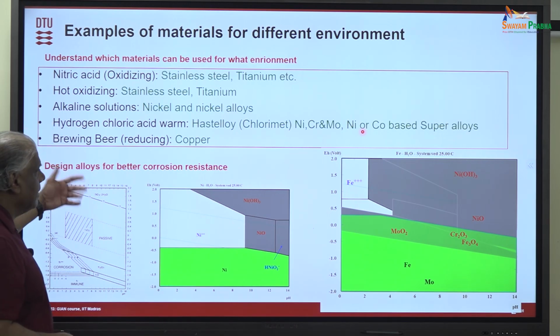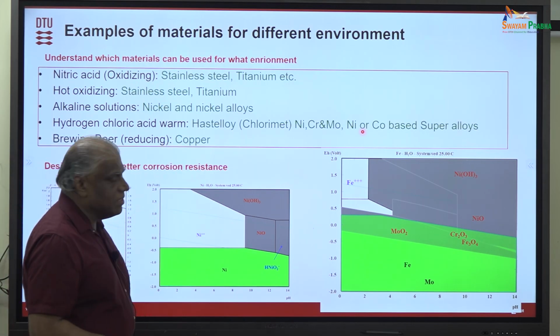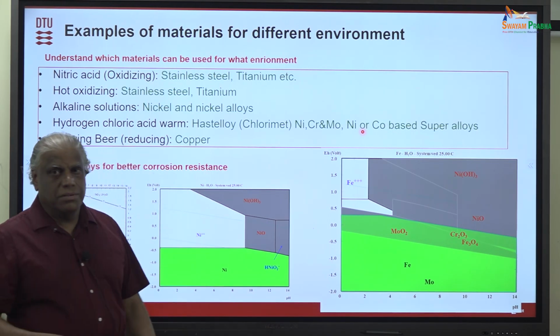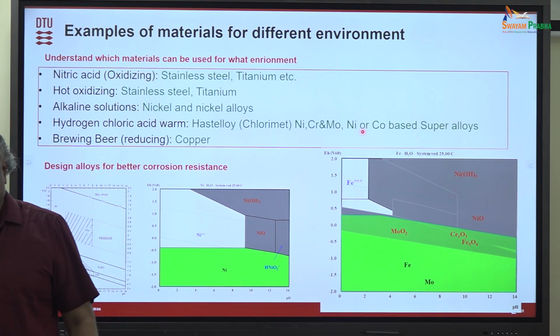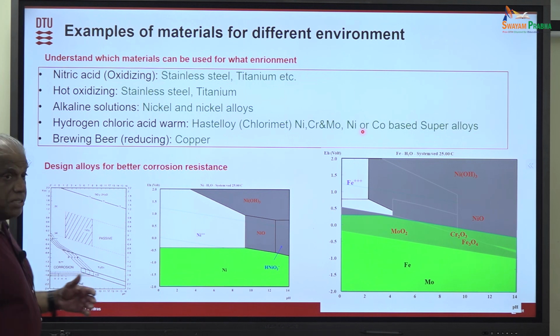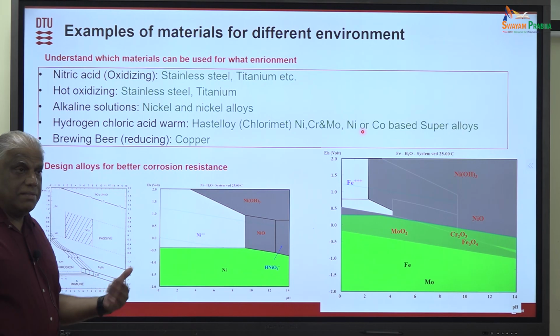There are materials people have made called Hastelloy, which is nickel, chromium, molybdenum, and that's the only material that can be resistant to hydrochloric acid conditions. So those who are making corrosion flow loops for oil and gas conditions, where they do a lot of acidification.